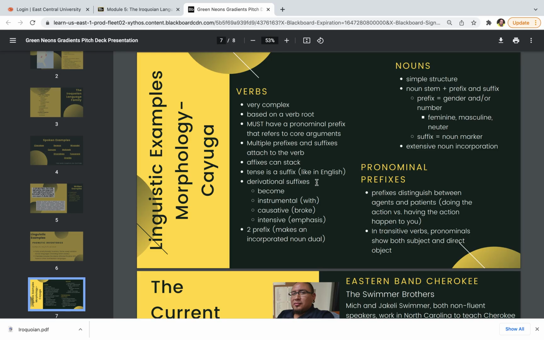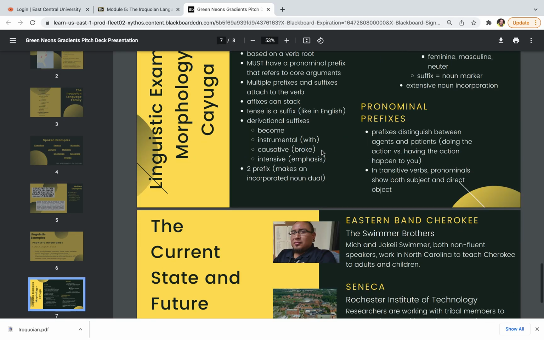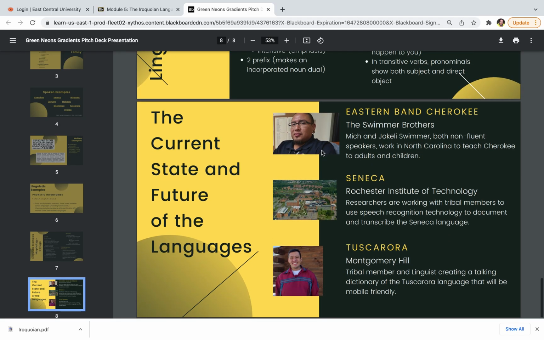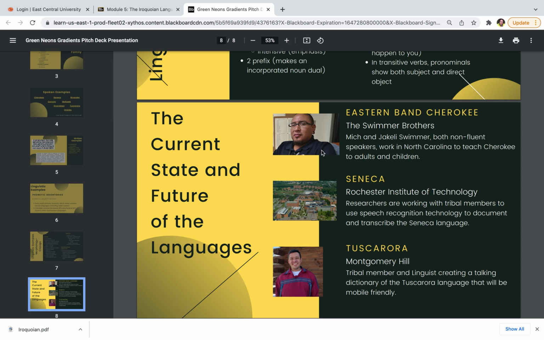So that means that there's a pronominal prefix for just a subject and a different one that has a subject and a direct object. So let's learn a little bit about the current state of Iroquoian languages. So the Eastern Band Cherokee, the Swimmer brothers are working really hard. They're both non-fluent speakers who work in North Carolina to teach Cherokee to adults and children.